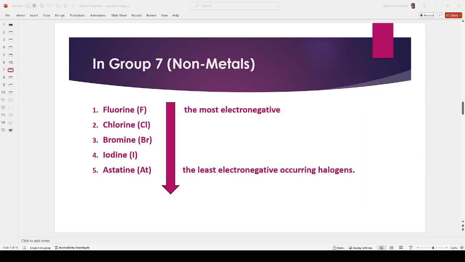Let's look at elements in group 7, strictly the nonmetals, ranging from fluorine to astatine. The most electronegative among them is fluorine, and the least electronegative occurring halogen is astatine. In other words, electronegativity decreases down the group as it does in the metals.